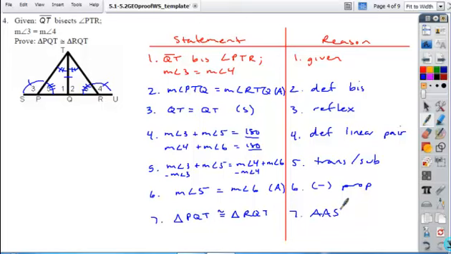Right, so those are the proofs involving congruence of triangles. Okay, were there any questions on those?